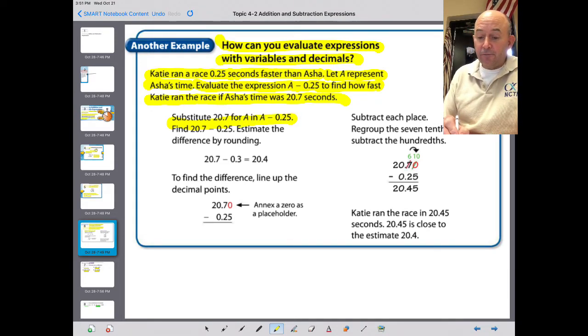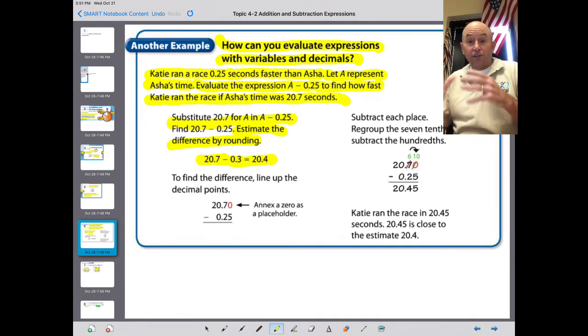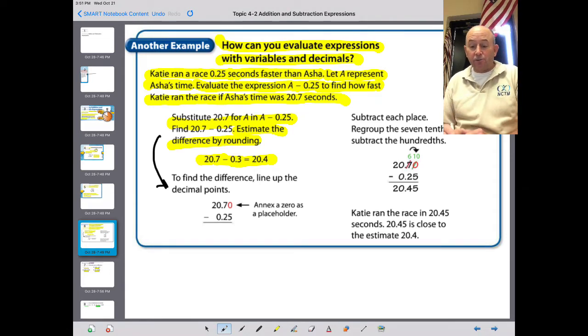So then you simply would then estimate to find the difference by rounding, and what they do is they're going to round the 2/10 to 3/10, and then they're going to subtract that from 20 7/10 to get the 20 4/10 as a reasonable estimate. Now, notice then that once they came up with their estimate, they're then going to find the actual difference.